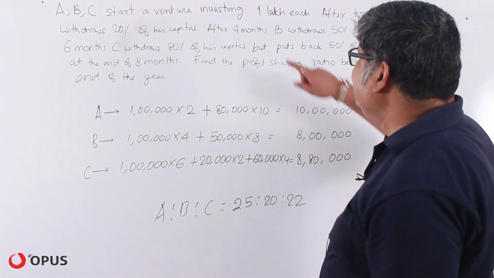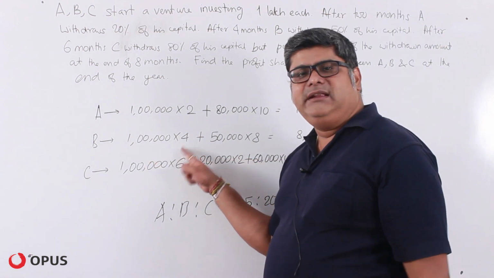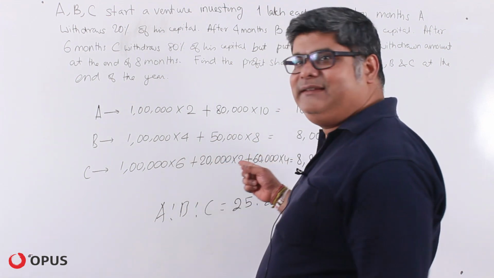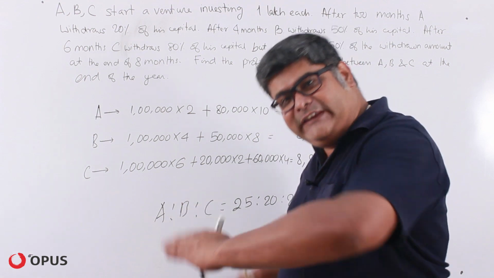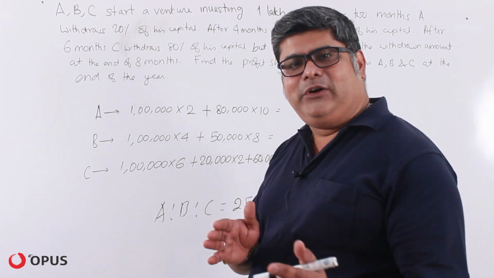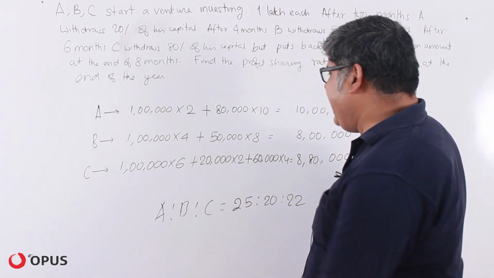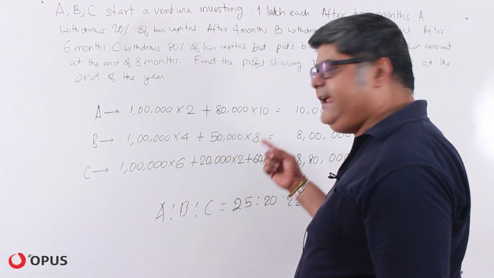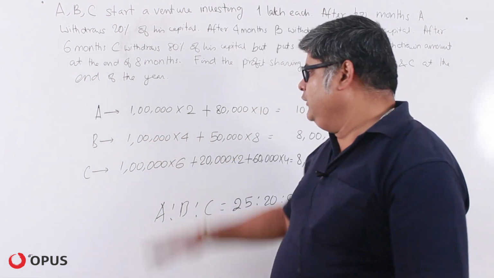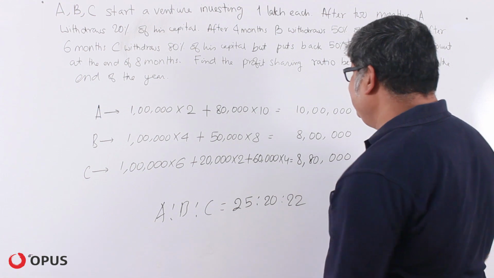Now let us look at B's case. Now after 4 months, B withdraws 50% of his capital. That means till the 4th month, 1 lakh was working in the business. So we have 1 lakh into 4, and for the remaining 8 months, 50% of the capital was active in the business, because he had withdrawn 50%. So 50,000, if 50% was withdrawn, 50% is left. 50% of the capital is 50,000. Now 50,000 was active for 8 months. Now 50,000 cross 8 gives us how much? 4 lakhs over here, and 1 lakh into 4 gives us another 4 lakhs. So 4 plus 4 gives us 8 lakhs. So we can say that B's equivalent capital is 8 lakhs.